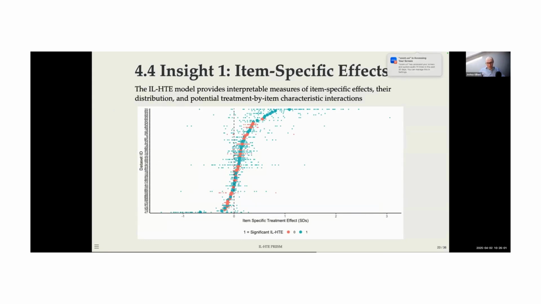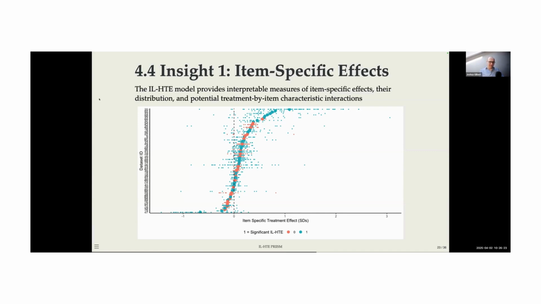So I said there were 5 insights from this model. I'm now going to go through them again with the data this time. First, I want to apologize. The paper is in portrait mode, but the slides are in landscape mode. So I know the data set IDs get a little bit squished. So sorry for that, but we don't really need them. So insight 1 is we get item-specific treatment effects.